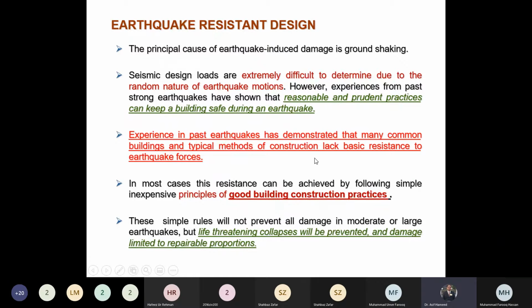We have seen in the past that structures lack their basic resistance to the earthquake. So we will use good building construction practices. So the rule is simple. We cannot prevent the damages during the moderate and the large earthquake, but we have to save the lives. It should not be life-threatening collapse, and there should not be total collapse of the structure. And we can allow the damages which are repairable, especially during the moderate earthquake.